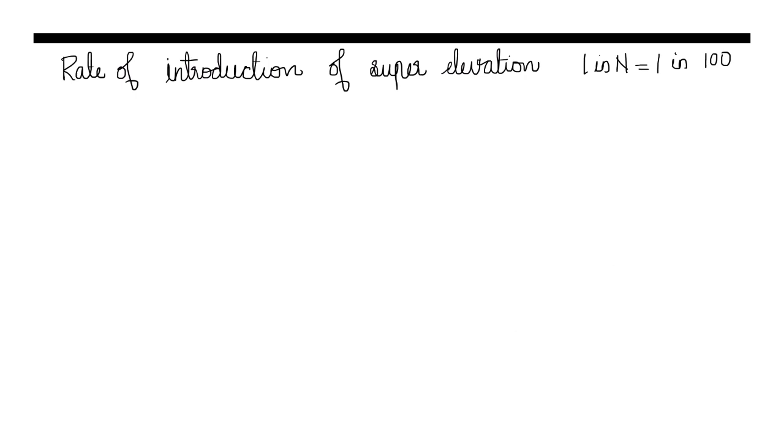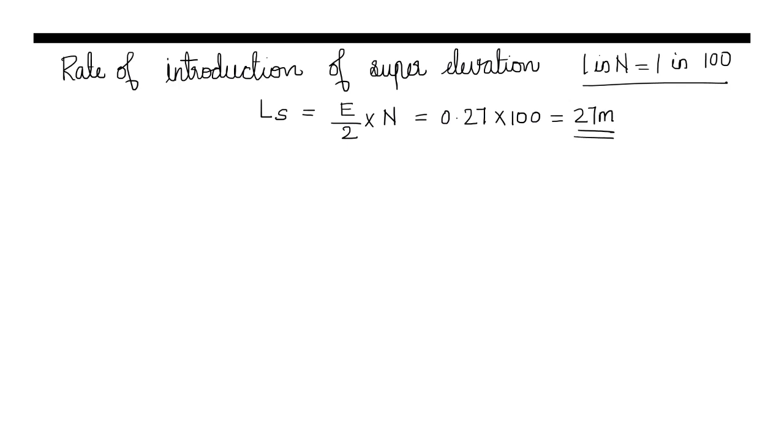Rate of introduction of super elevation is given in the question as 1 in 100. So 1 in n is equal to 1 in 100 and the length of transition curve is equal to E by 2 into n. E by 2 we have already calculated, that is 0.27, n is 100 and 27 meter is the length of transition curve by considering the rate of introduction of super elevation.